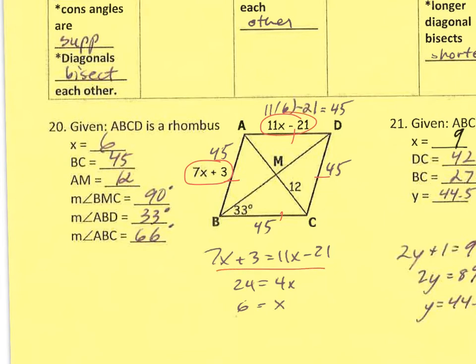Beyond that, you just basically plug it in. So once I get 6, I plug it in. 6 times 7 plus 3 is 45. So all four sides are 45. So that means BC is 45. Even though I don't have anything to plug in, I know they're all the same. So it's 45. AM is 12, diagonals.